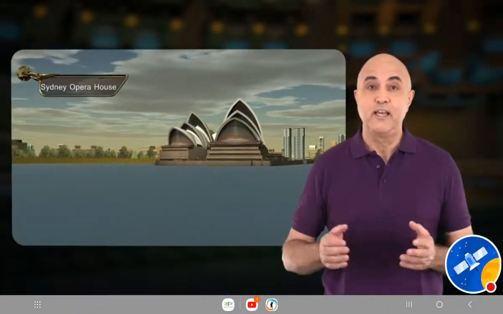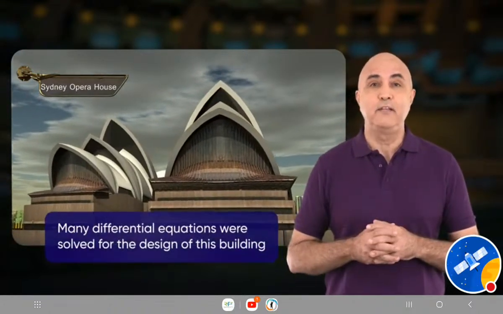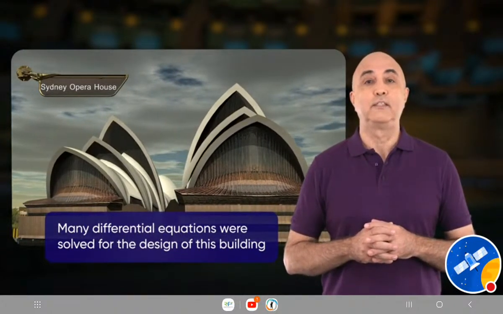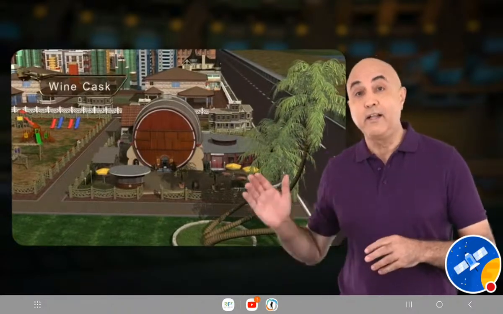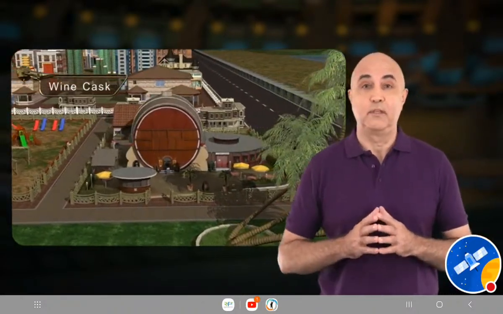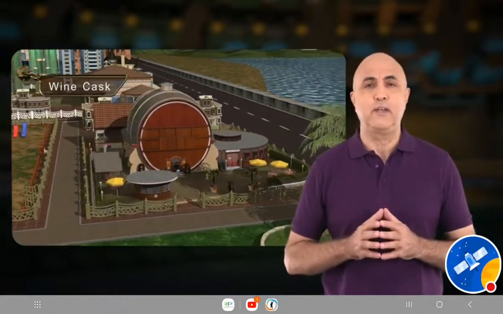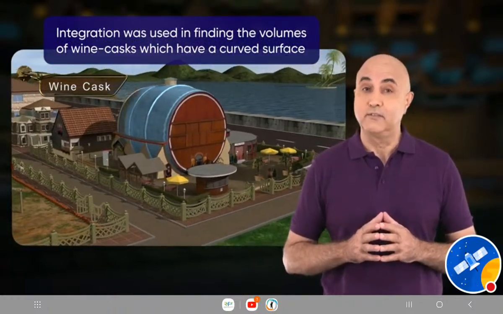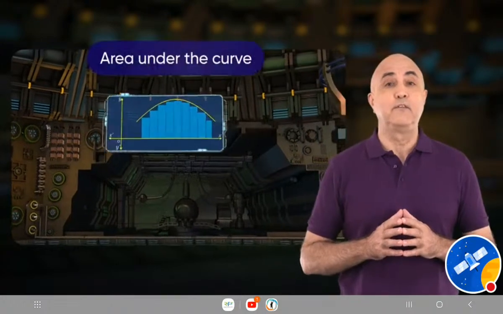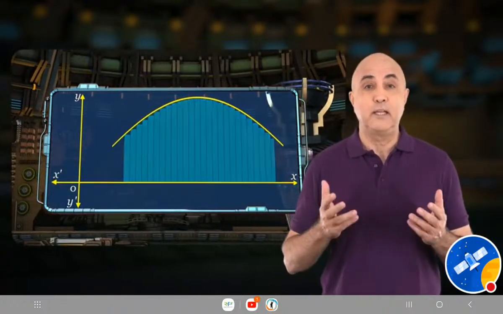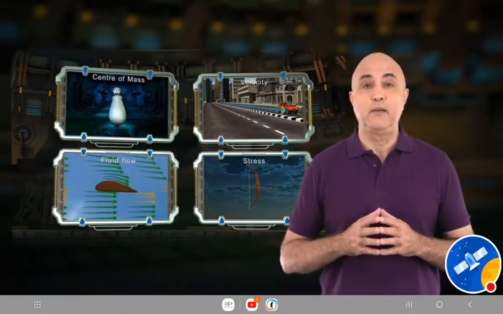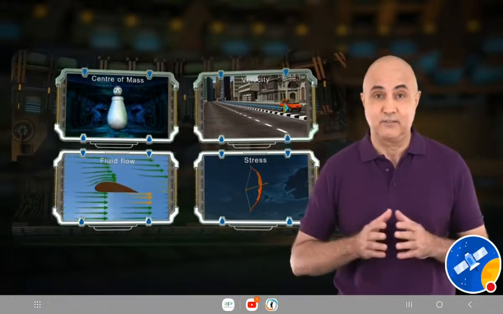The Sydney Opera House is a very unusual design based on slices out of a ball. Many differential equations, which refer to one type of integration, were solved for the design of this building. The wine cask would be another example. Historically, one of the first uses of integration was in finding the volume of a wine cask, which had a curved surface. Other uses of integration included finding areas under curved surfaces, movement and center of mass, displacement and velocity, fluid flow, modeling the behavior of objects under stress, etc.